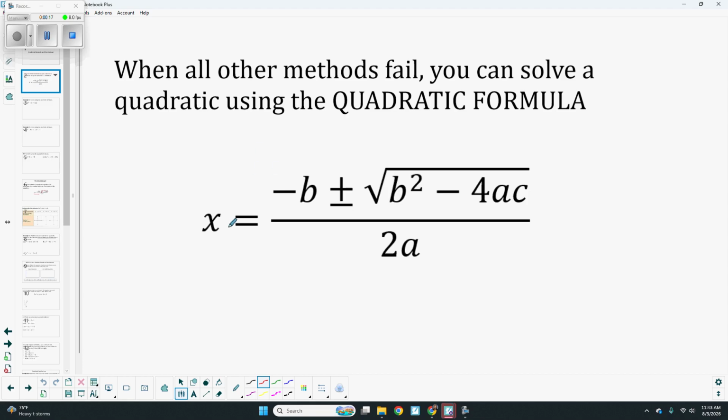So the quadratic formula gives us solutions of x is equal to negative b, or the opposite sign of b, plus or minus the square root of b squared minus 4ac. All of this is under the square root, so we have to do all that before we take the square root, and the whole thing is over 2a.